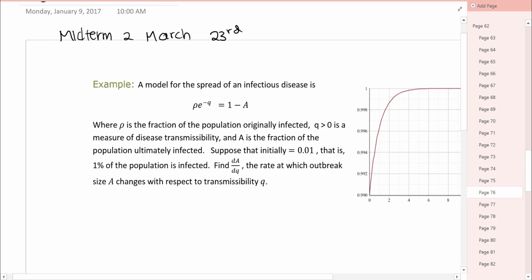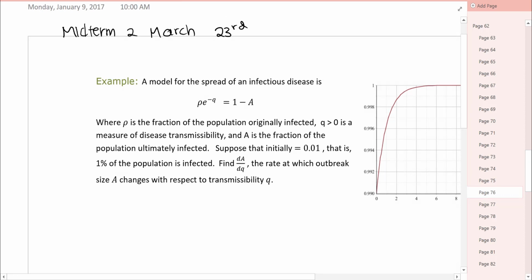Okay, midterm 2, March 23rd. And we have at least one more quiz before then. Okay, so we're still on the section on implicit differentiation, right?